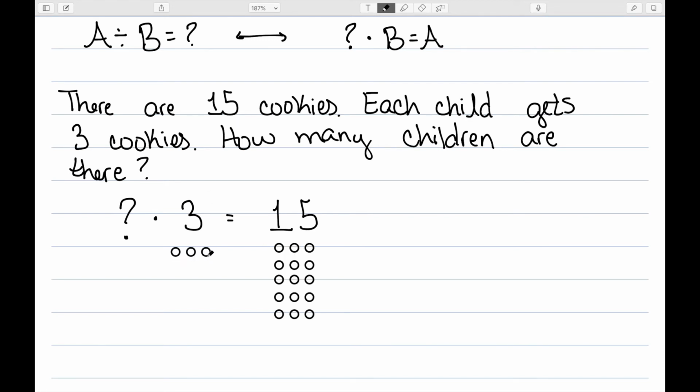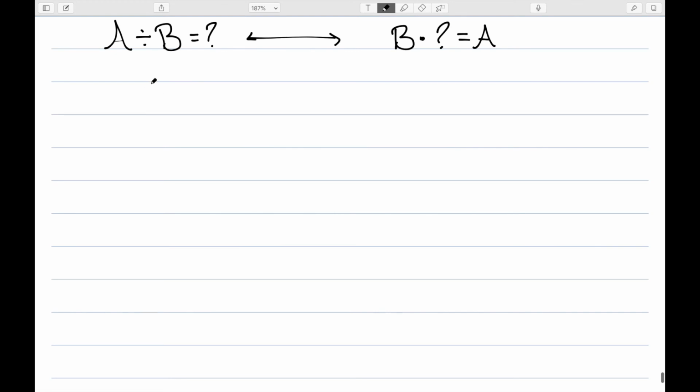So each child gets 3 cookies. We know we have 15 total, so we can arrange these in rows that contain 3 to see that there are 1, 2, 3, 4, 5 children. The other version, A divided by B, is equivalent to B times what equal to A, where we want to know how many items are in each group.